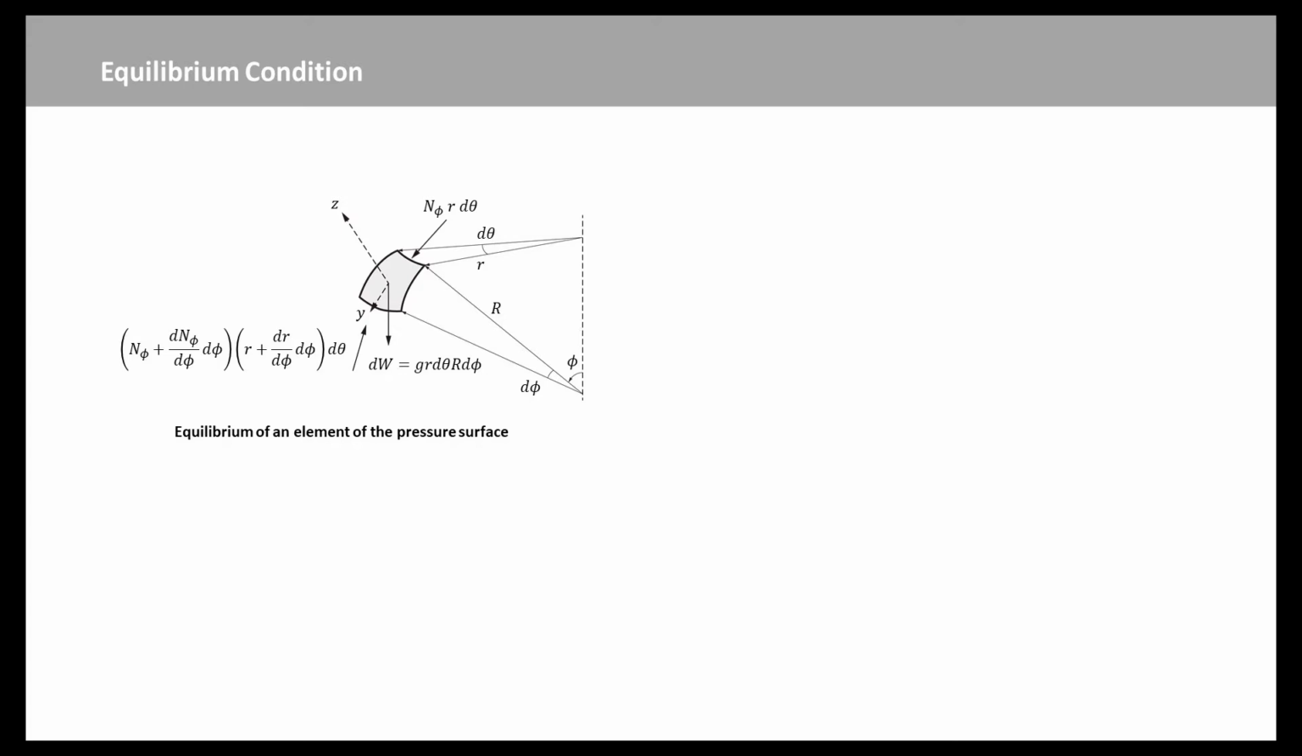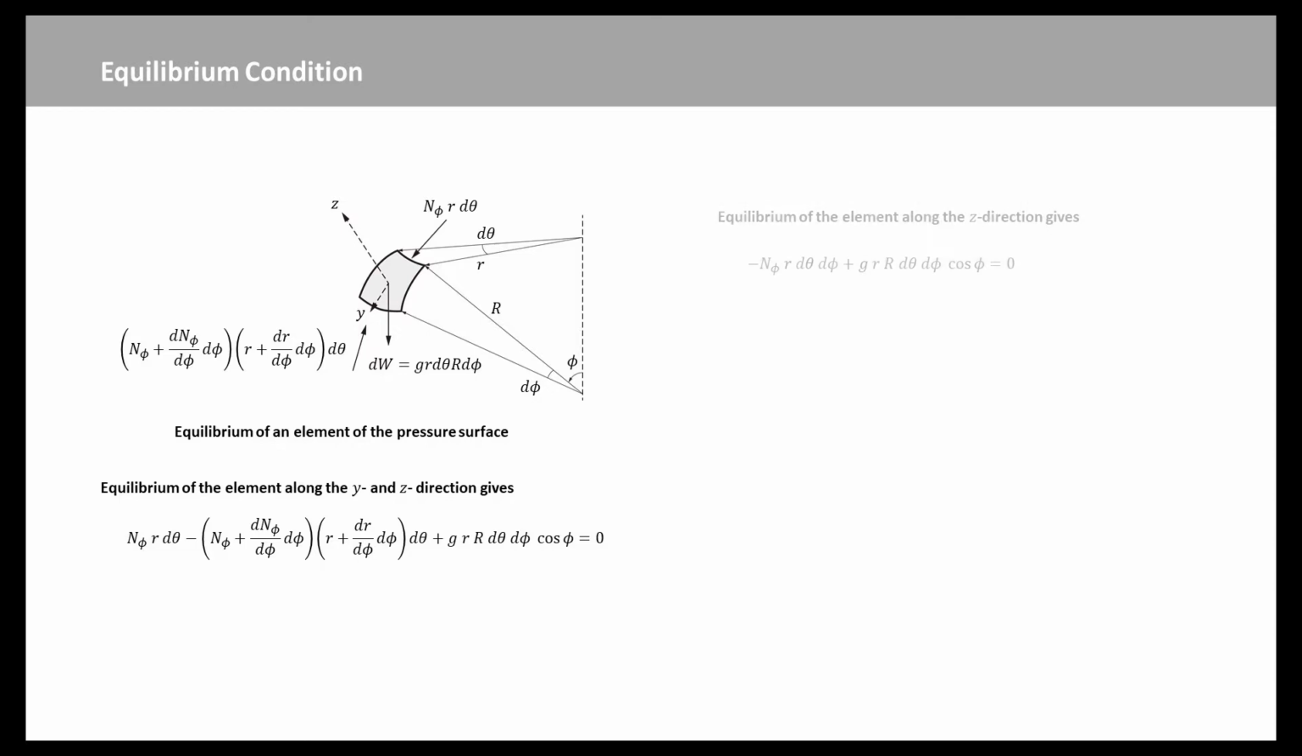We define the unit load G per mean surface of the dome. Approximately the same load G will act on the unknown surface. This figure shows an element, dA, of this pressure surface. The forces N phi and N theta are the only ones applied on this element. Equilibrium of the element along the y direction gives this expression, where the ring radius r and the curvature radius R of the meridian refer to the unknown pressure surface. Then we get this equation.